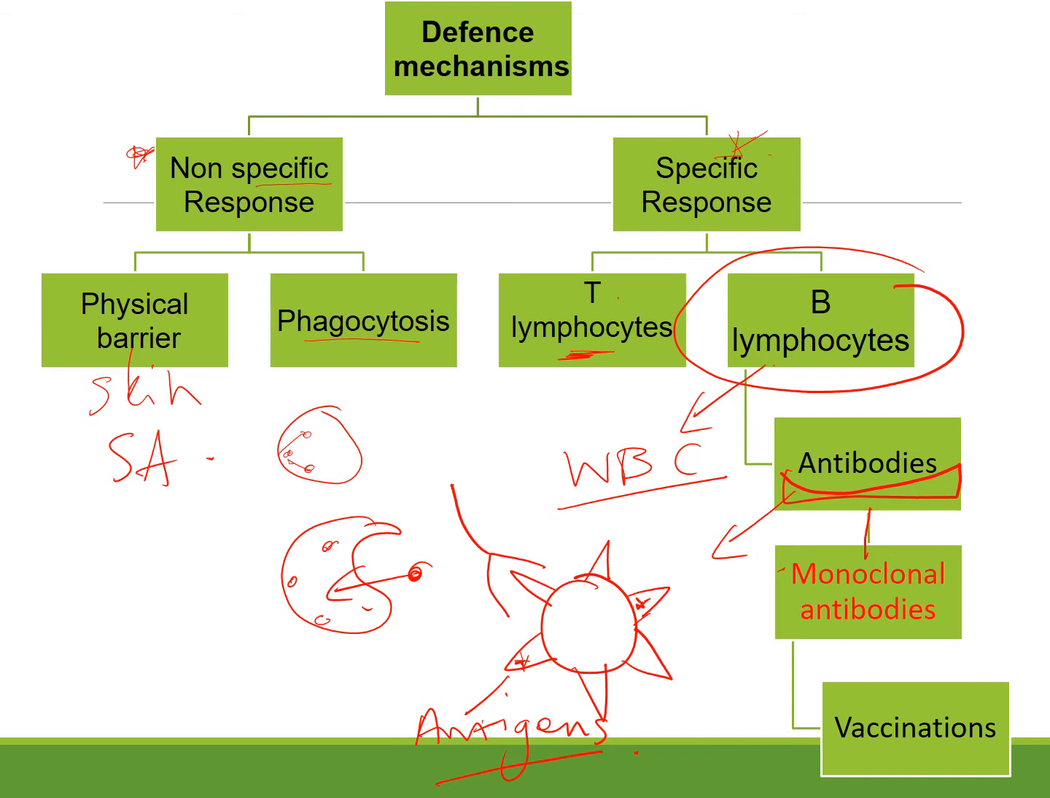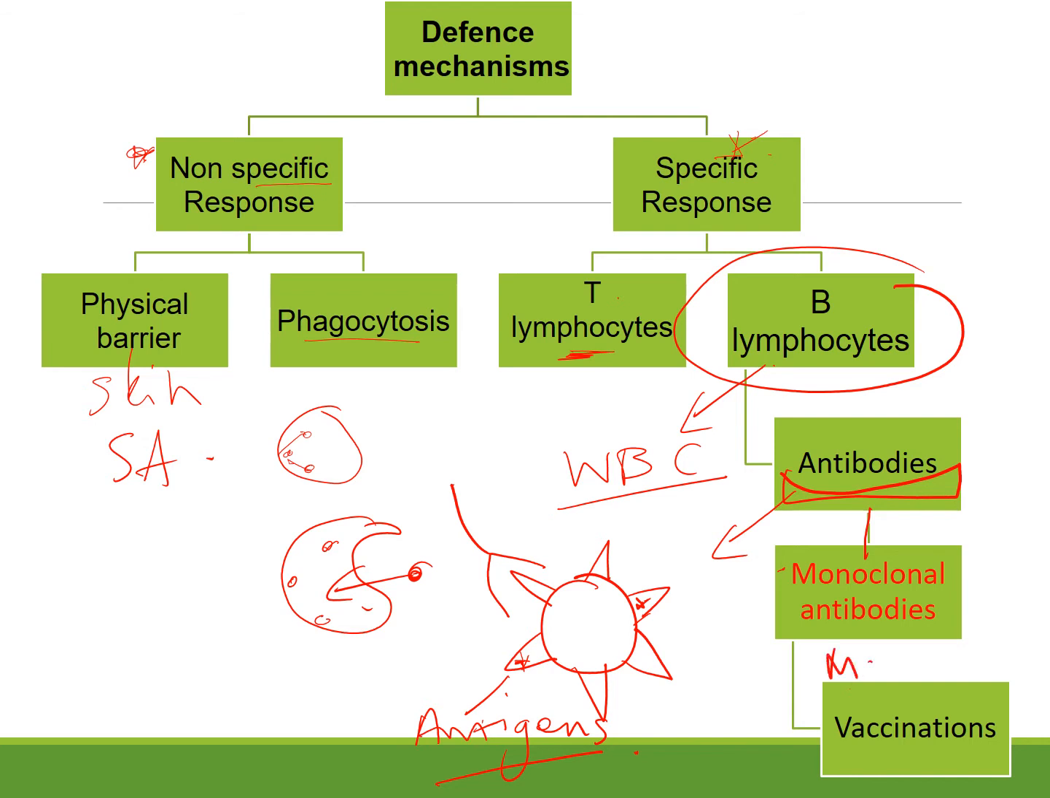It clumps them together. That means that phagocytosis can happen. When we are producing monoclonal antibodies, these are specific antibodies that can be used to fight off disease. For example, if you have the chickenpox, there will be a specific antibody for the chickenpox, and we could put that in a vaccination. We don't, because it's such a mild disease.